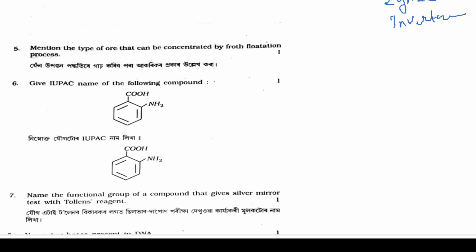Now moving on, question number 5: mention the type of ore that can be concentrated by froth flotation process. Of course, what can be concentrated by froth flotation? Very simple one is sulfide ore. Sulfide ore is purified by what? Froth flotation process. Very simple one. So for 5, of course I write sulfide ore.